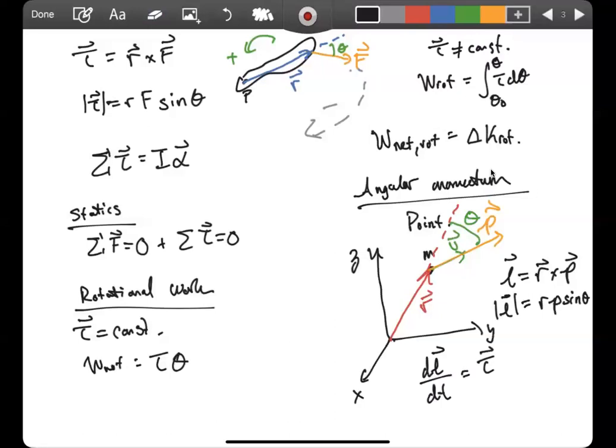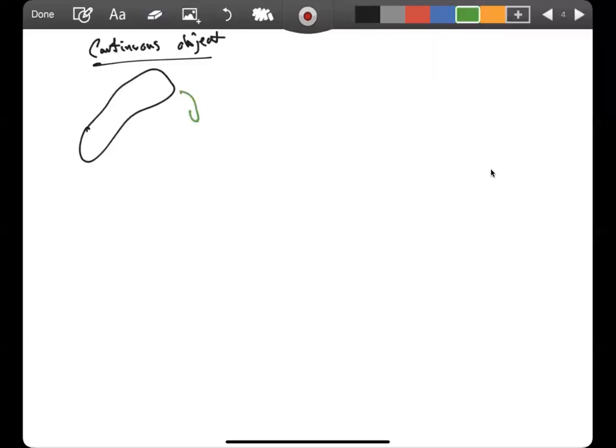So again, this is only true for point particles. Now, if I have a continuous object, let's say, again, this is my continuous object, rotating with an angular velocity of, let's say, omega about this particular pivot point. My pivot point's P. This says that the total angular momentum of this object is equal to the moment of inertia about that pivot point times the angular velocity.